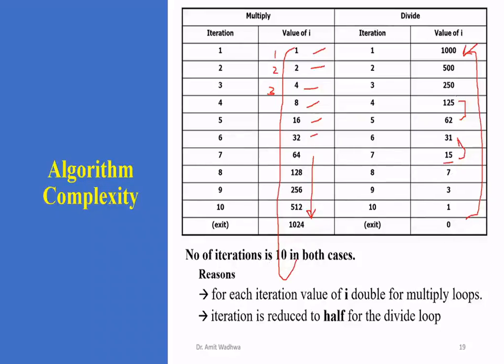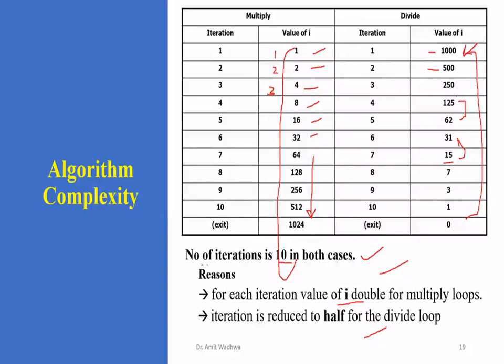So if we talk about iterations only, it will be 10. So 10 is the total number of iterations. That means for each iteration, the value of I is doubled for multiply loops, and the value of I is reduced to half for the divide loop. Initially the value of I is 1000. So in the next iteration it becomes 500. That means 1000 divided by 2 is 500, so it is halved. And in the case of multiply loops, I is doubling. I is 1, then 2, then 4, then 8, then 16, 32, 64.